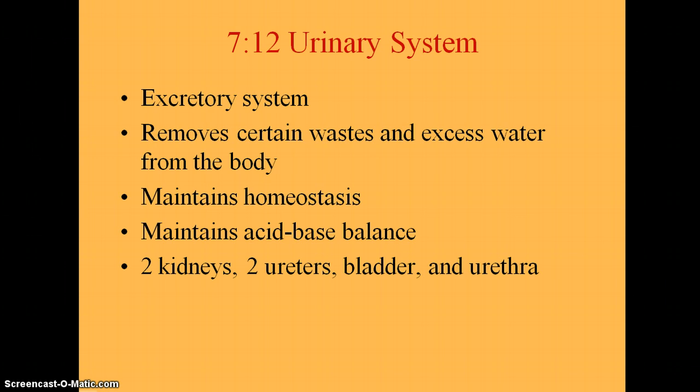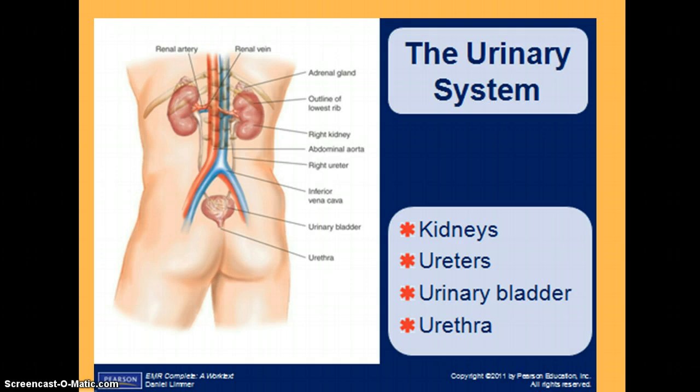The parts of the urinary system are 2 kidneys, 2 ureters, 1 bladder, and 1 urethra. And if you look at the picture that I've included for you of the urinary system, those are listed there, along with the adrenal gland, which is on top of the kidneys, and some of the different parts of the kidneys. But you'll notice that you have right and left kidney, right and left ureter, and they lead to 1 bladder and then 1 urethra.